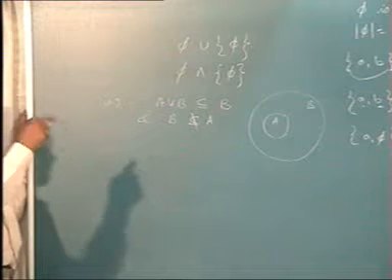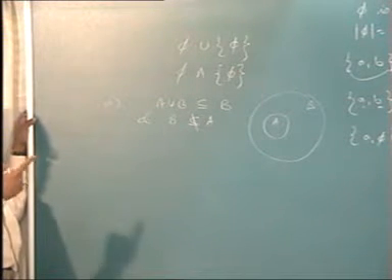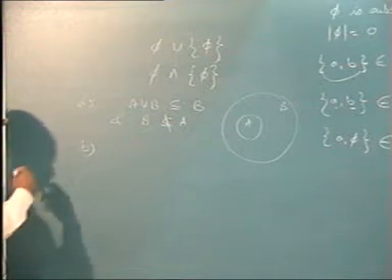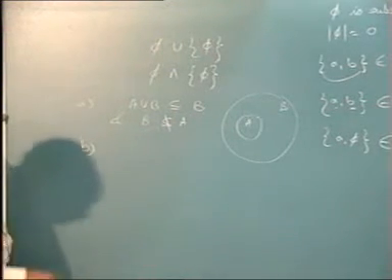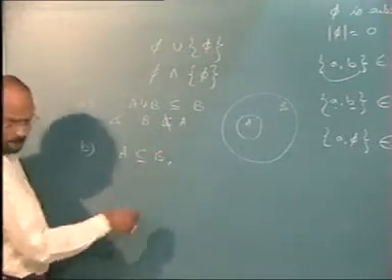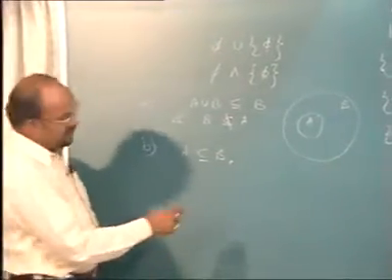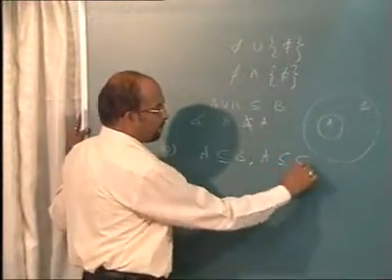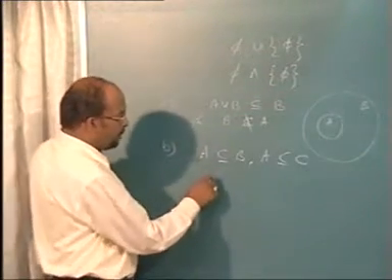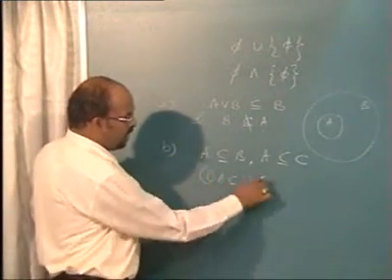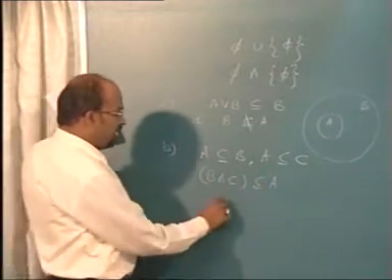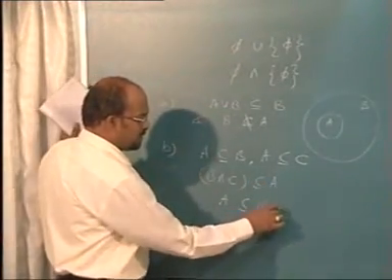So A union B will be B, and B cannot be a subset of A. Second, A is a subset of B, then A is a subset of C. Then it is given that B intersection C is a subset of A, and A is a subset of B intersection C.